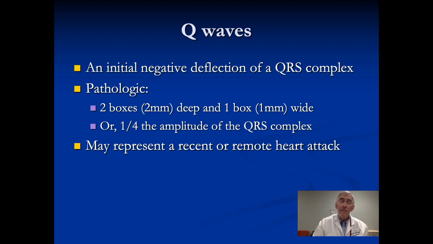So a Q wave is an initial negative deflection of the QRS. It's felt to be significant, as I mentioned before, if it's 1 millimeter wide. Some people feel if it's 2 millimeters deep, but also it can be a quarter of the QRS complex. It may represent a myocardial infarction in the past, particularly if it's in 2 contiguous leads.